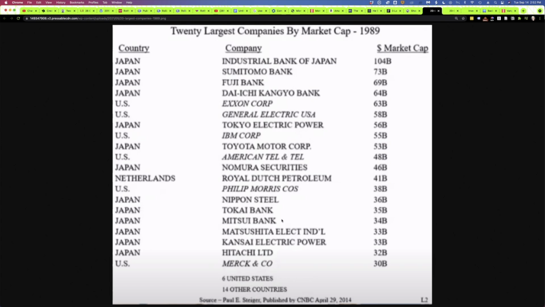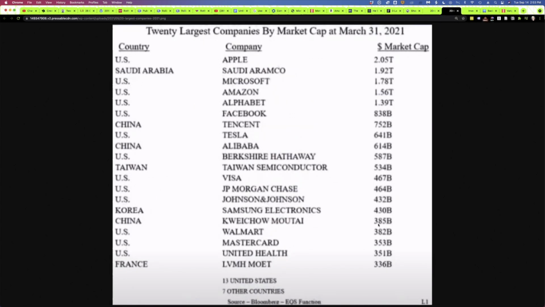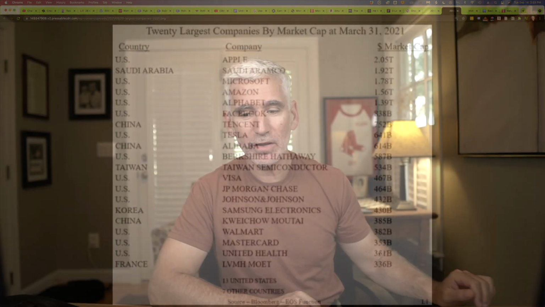Now, that's the first thing. The other thing to look at is the valuations. The number one company then was valued at $104 billion. There are people worth more than that today. And if we compare that to the current list, 104 billion, the number 20 company is worth 3 times that. So capitalism has really done an excellent job, if you will, over the last 30 years. But boy, have things changed.